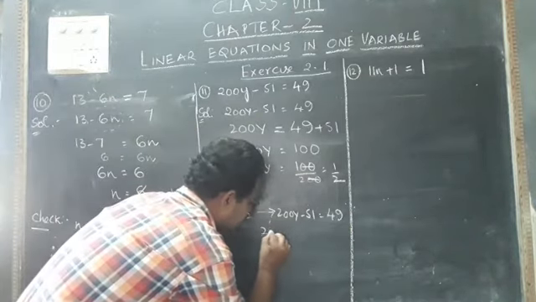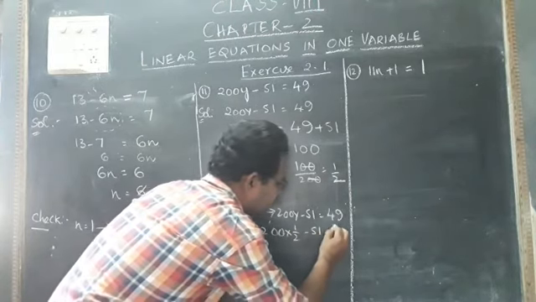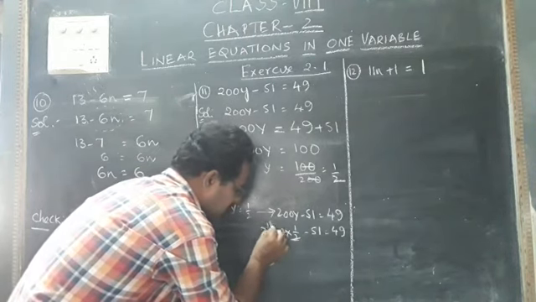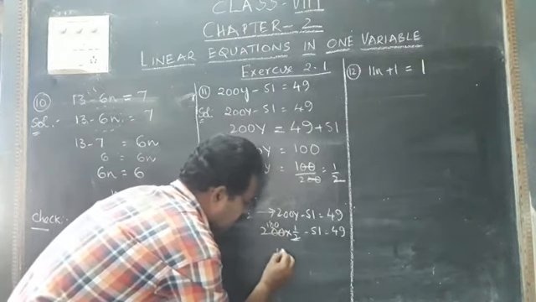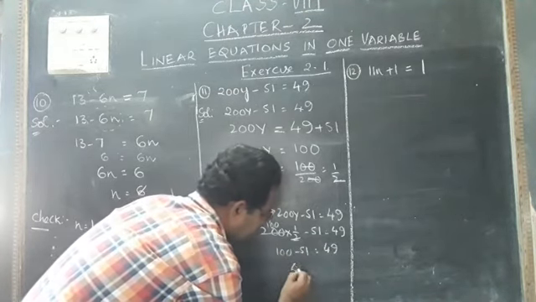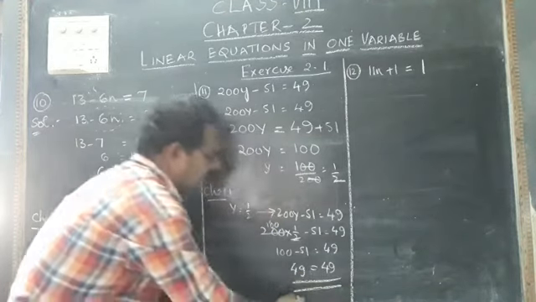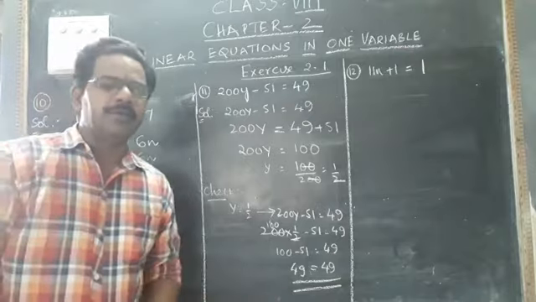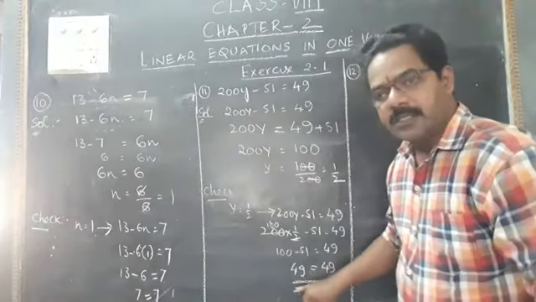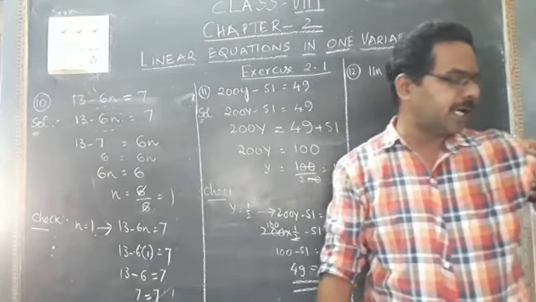So 200 into y means 1 by 2, minus 51 is equal to 49. 200 into 1 by 2 means 2 ones are 2, 2 hundreds are 200, so it is 100. 100 minus 51 is equal to 49. Means 100 minus 51 is nothing but 49. 49 is equal to 49. Left hand side is equal to right hand side. So here also we get LHS is equal to RHS. Understand? So what we have done is correct.